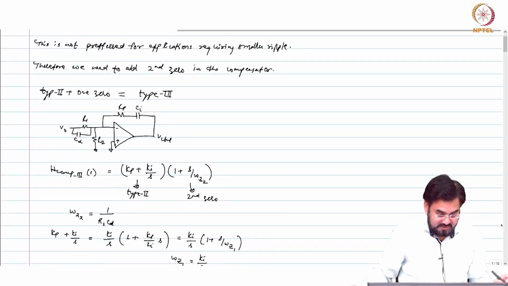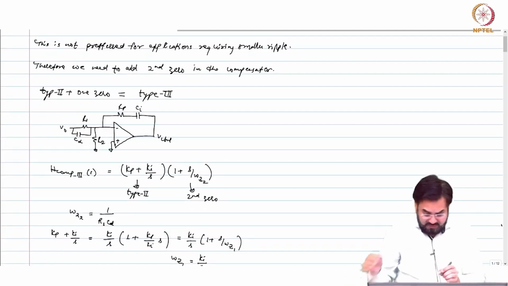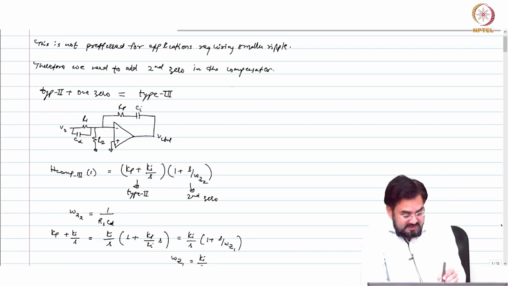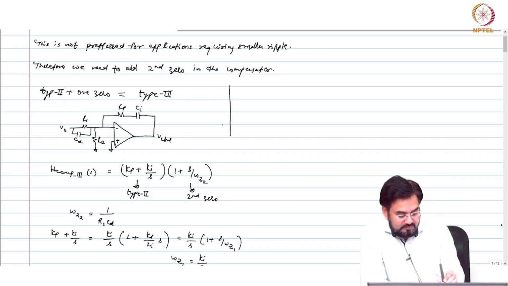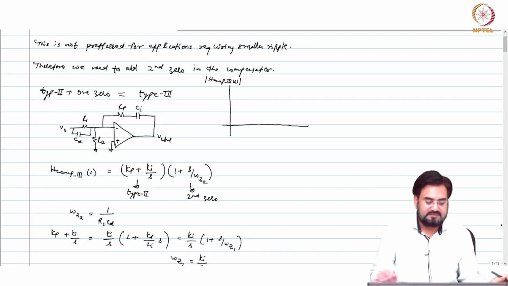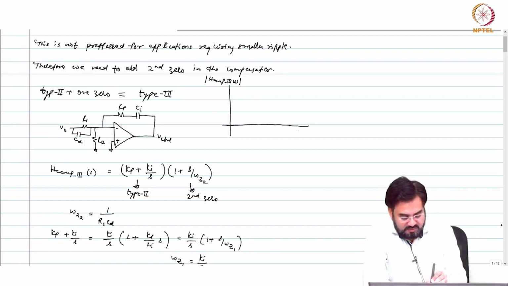So, I will just copy this. If I want to draw the phase and magnitude response of this H_com(s), what will you have? So, this is your omega and this is your dB gain.